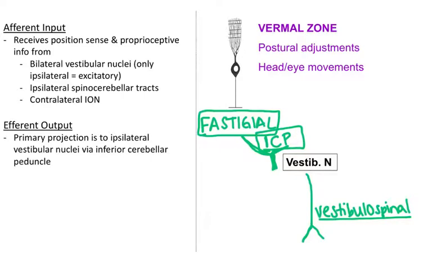So overall, you can see that the vermal zone is going to integrate information from bilateral vestibular nuclei, the same side spinocerebellar tract, and the contralateral inferior olivary nucleus to get information about where the body is to make postural adjustments. And it's going to do that by exciting the vestibular nuclei to go down to the vestibulospinal tract. And it'll also, via the vestibular nuclei, correct head and eye movements based on the position of your head. And we'll talk about that a little bit more later when we get to the vestibular lecture.